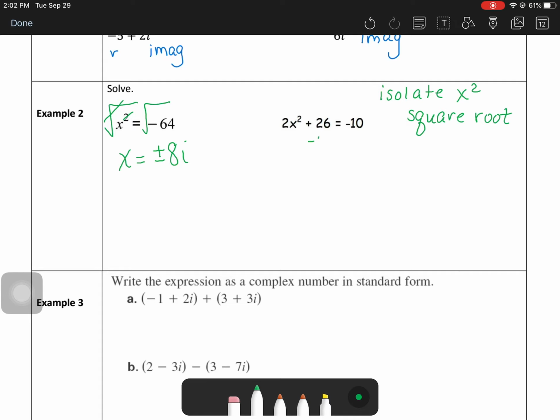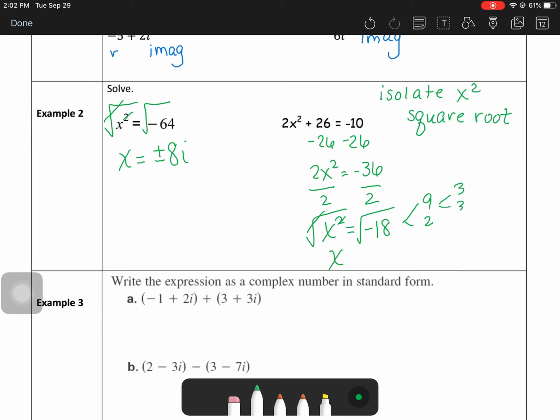In the next example, we're going to subtract 26 from both sides. So we have 2x squared equals -36. Divide both sides by 2. So we have x squared is equal to -18. And we're going to take the square root of both sides. And when we do that, a square and a square root cancel. If we make a factor tree for 18, it looks like the 3 can come out, so don't forget your plus or minus 3. The negative sign would be the square root of -1, which is i, and then there's a 2 left under the radical.